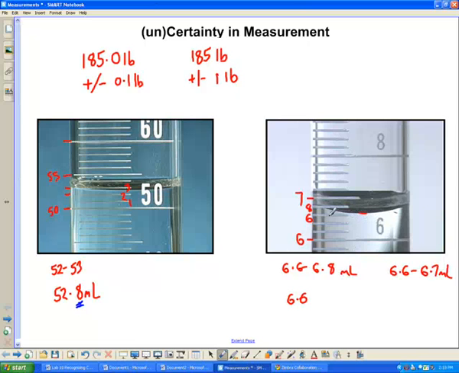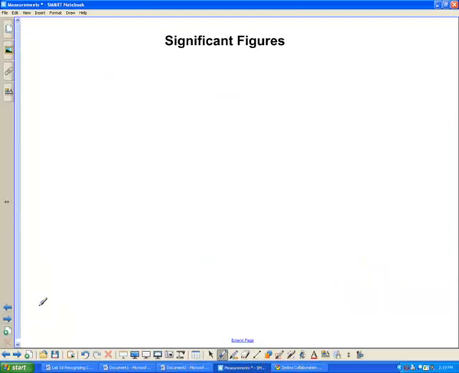And so what that probably means, again, we have to estimate at this point, it's quite close to the 6.6 line, so I'm just going to say 6.62 mils. 6.61 will probably be an okay value as well. We always have that little margin of error. So the idea being that, again, that 2 is the one we had to estimate when we were doing our measurement. Okay, let's move on to significant figures now.